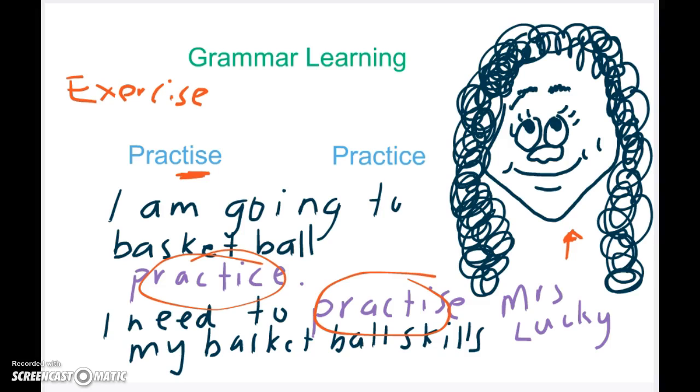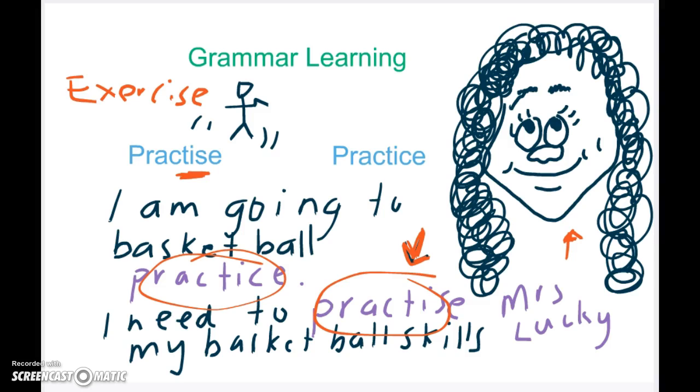Exercise, you think about people running, you're doing something, so you're actually actively moving, and that's when you use practice with an S. So if you go down to the second sentence, I put here, I need to practice, I'll do that one in red, I need to practice my basketball skills. So I'm exercising, I'm actually practicing with an S, my basketball skills.